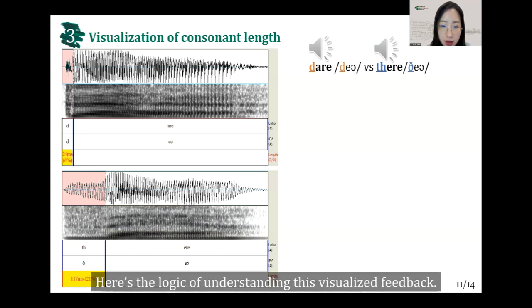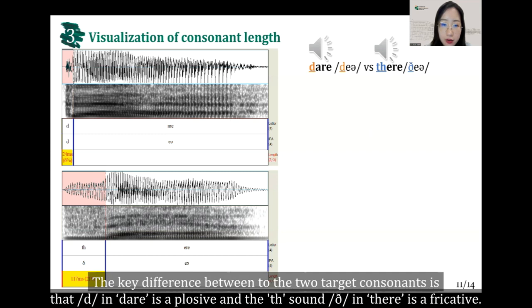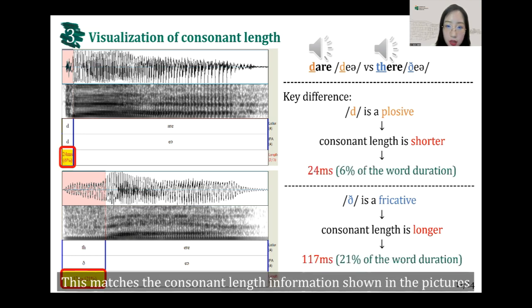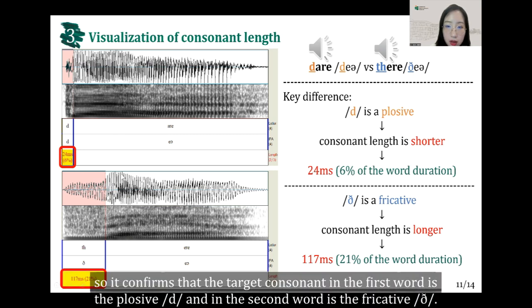Here's the logic of understanding this visualized feedback. The key difference between the 2 target consonants is that d in there is a plosive and the th sound in there is a fricative. In the same context, plosives usually have shorter consonant lengths, and fricatives have longer consonant lengths. This matches the consonant length information shown in the pictures, so it confirms that the target consonant in the first word is indeed the plosive d, and the second word is the fricative th.